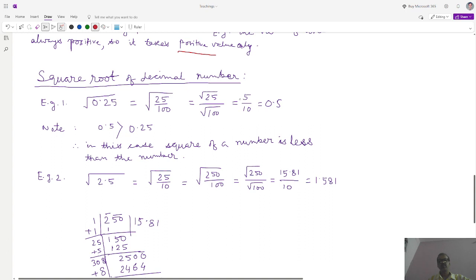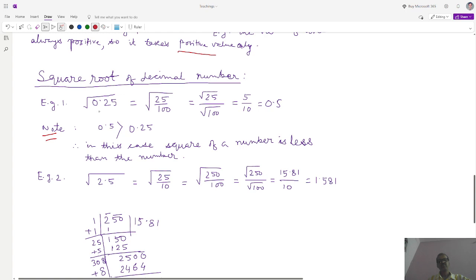Only we take the positive value and we get root over 0.25 equals 0.5. It may be noted here that 0.5 is greater than 0.25.